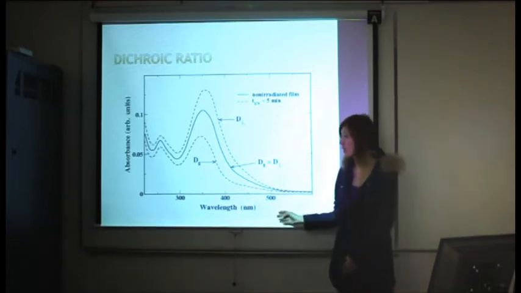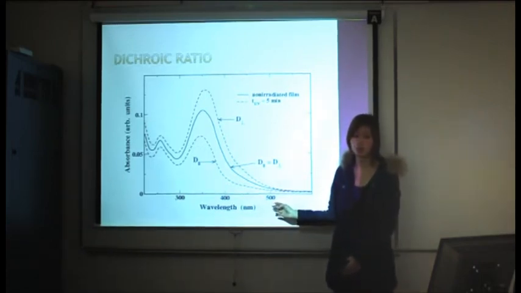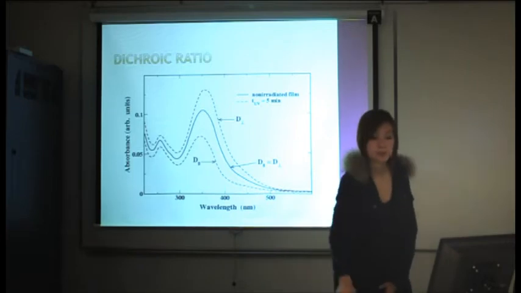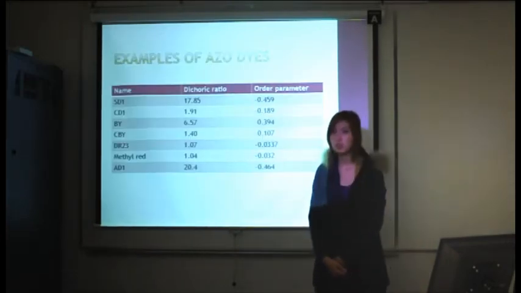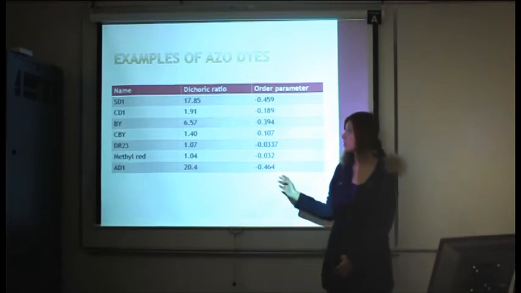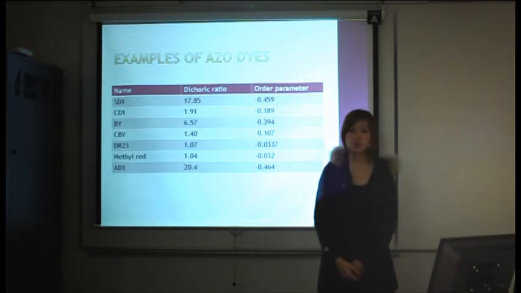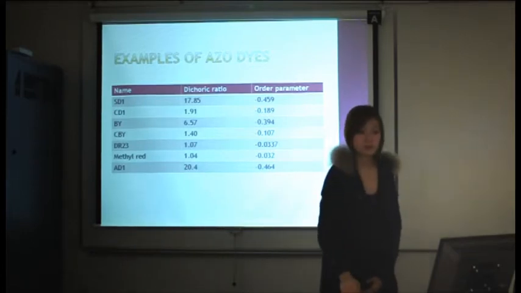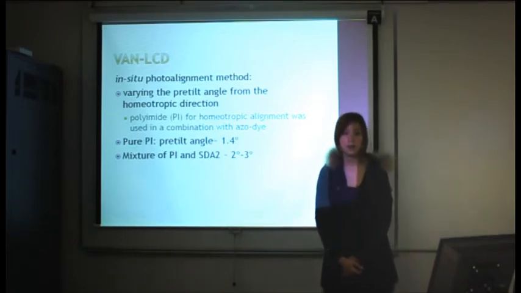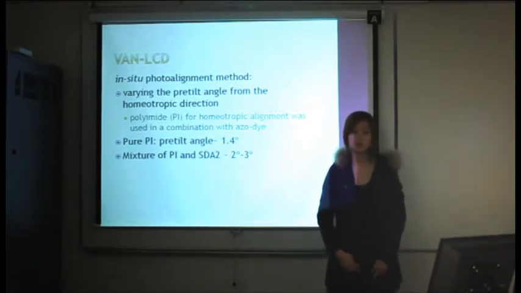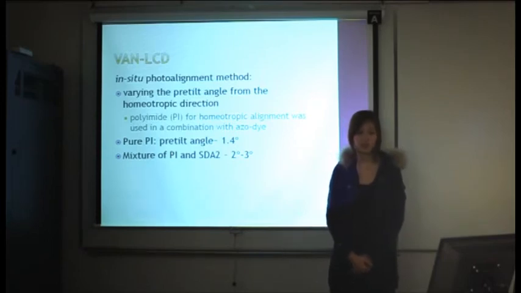This is the absorbent substrate of the azo dye. And here we have measured the dichroic ratio and other parameters of different types of azo dyes. And now I would like to give you some examples of different LCDs. First, VAN LCD.